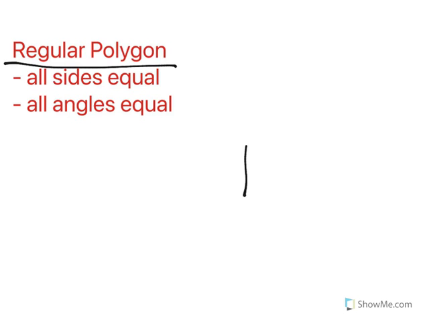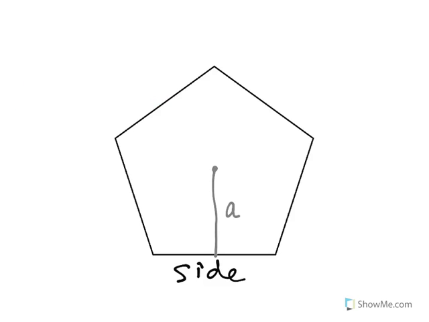Okay, so a square is a four-sided regular polygon because all sides are the same and all angles are the same. But we're going to focus more on pentagons, hexagons, octagons, those things. So it gets a little tricky. So let's talk about it in terms of a pentagon for formulas. Okay, so the formula is where we get a little trickery.